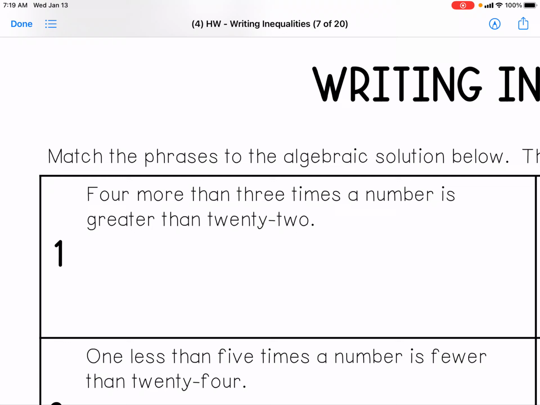Inequalities, homework 4, writing inequalities.